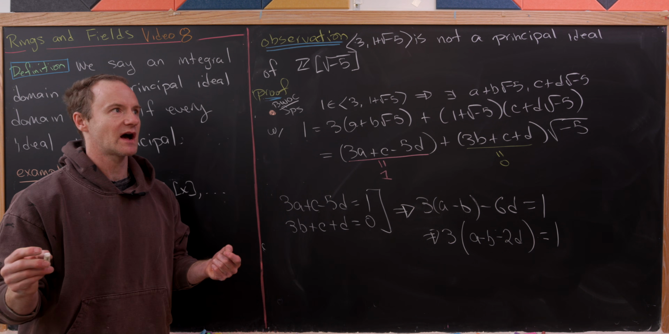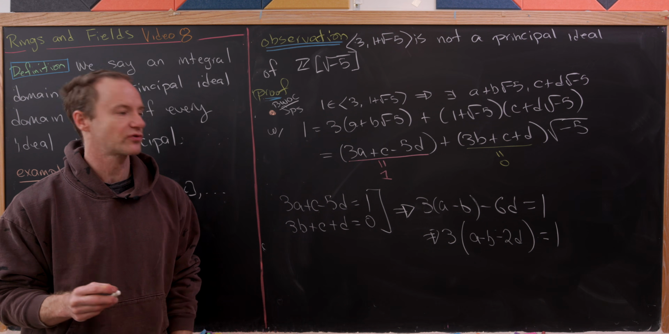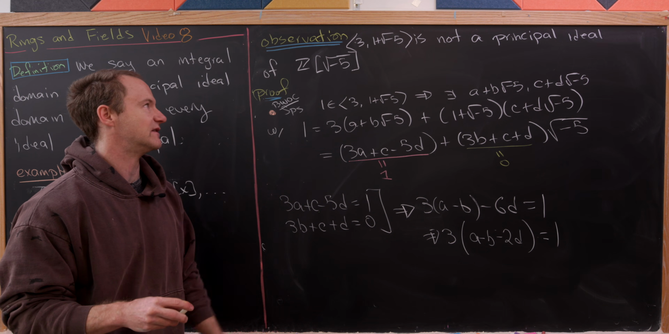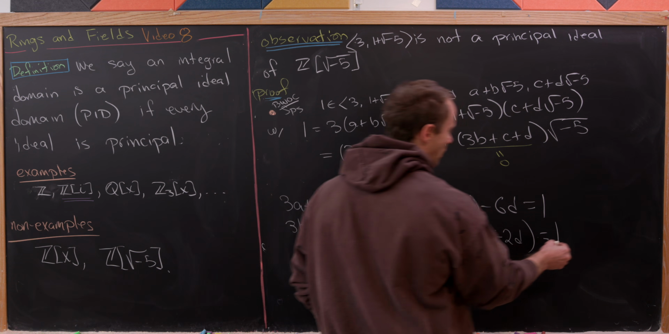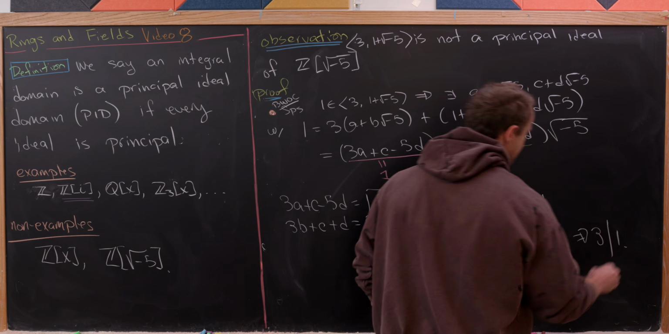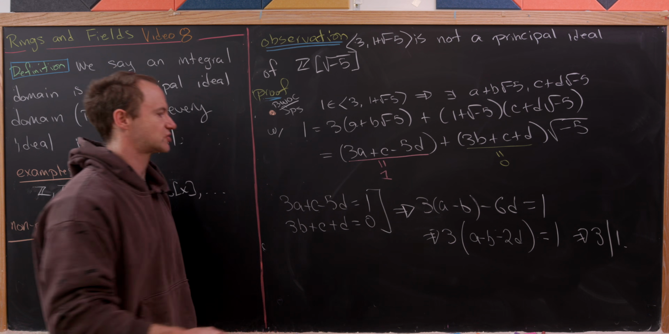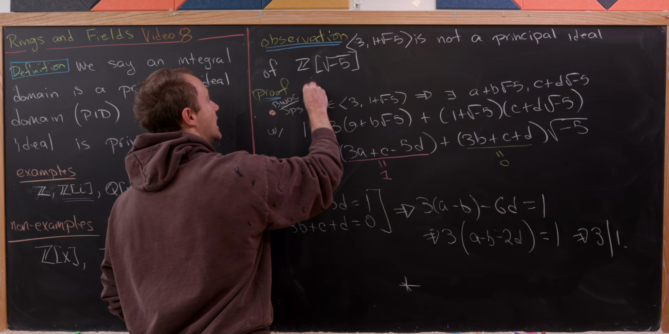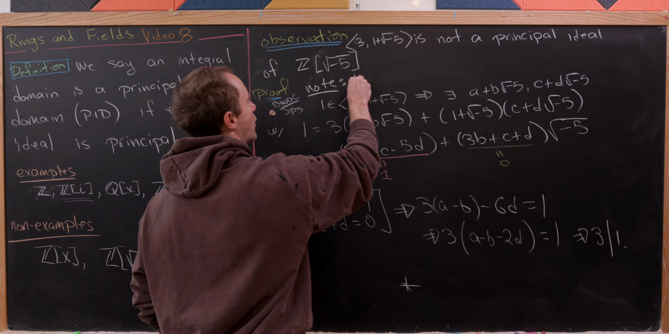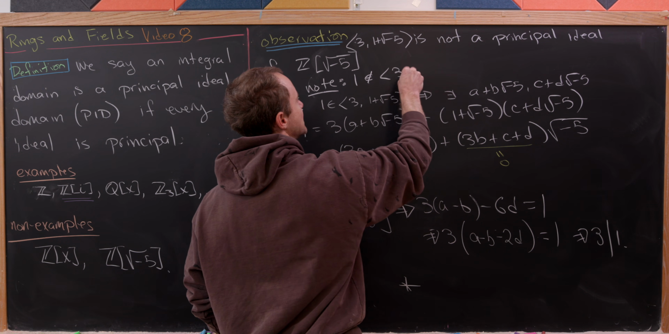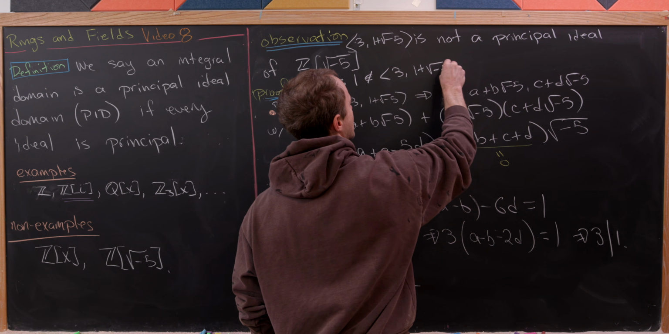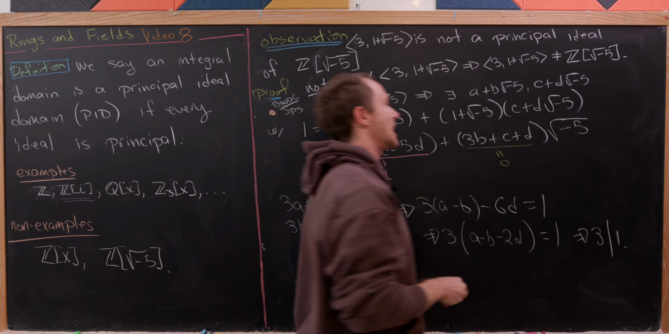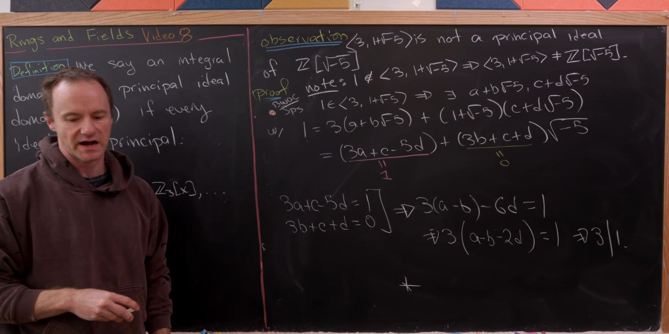But that gives us the same kind of contradiction that we had previously. We have 3 has a multiplicative inverse inside of the integers, which is obviously not true. Or equivalently, we have 3 divides the number 1, which is also not true. So that gives us our contradiction showing that 1 is not an element of the ideal generated by 3 and 1 plus the square root of minus 5. Which means that this ideal is not the whole ring. So we're dealing with a proper ideal here.